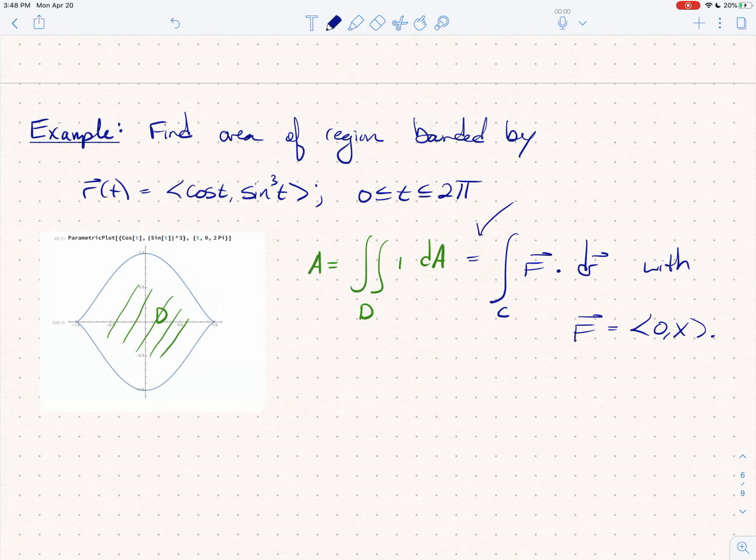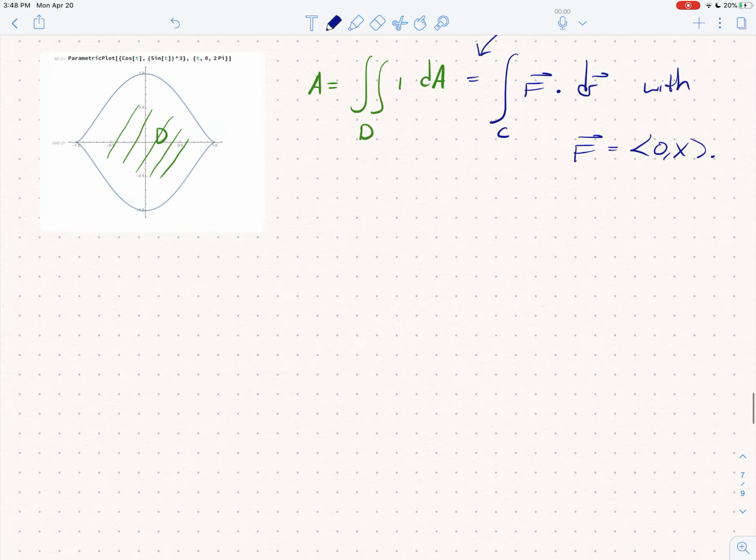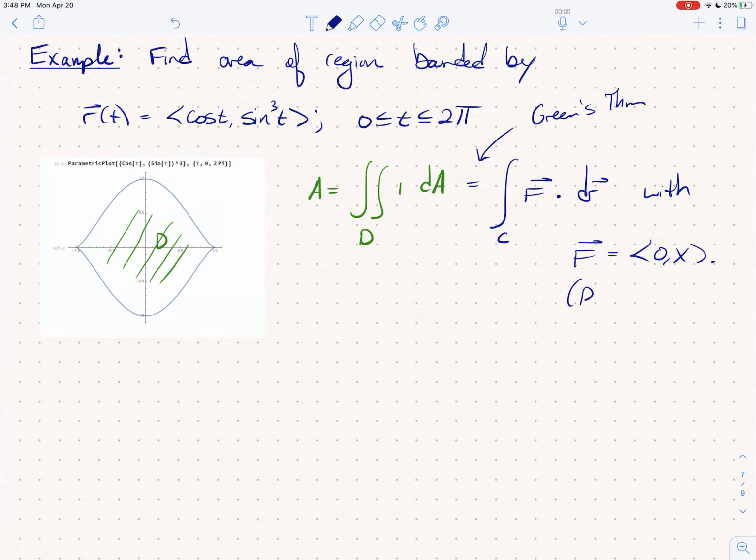And why is this equal? This is equal exactly by Green's theorem, and the fact that if you want to check for F, you can check that Q partial x minus P partial y is in fact 1. So we've switched this thing now using Green's theorem, and now we can go down here and write this.